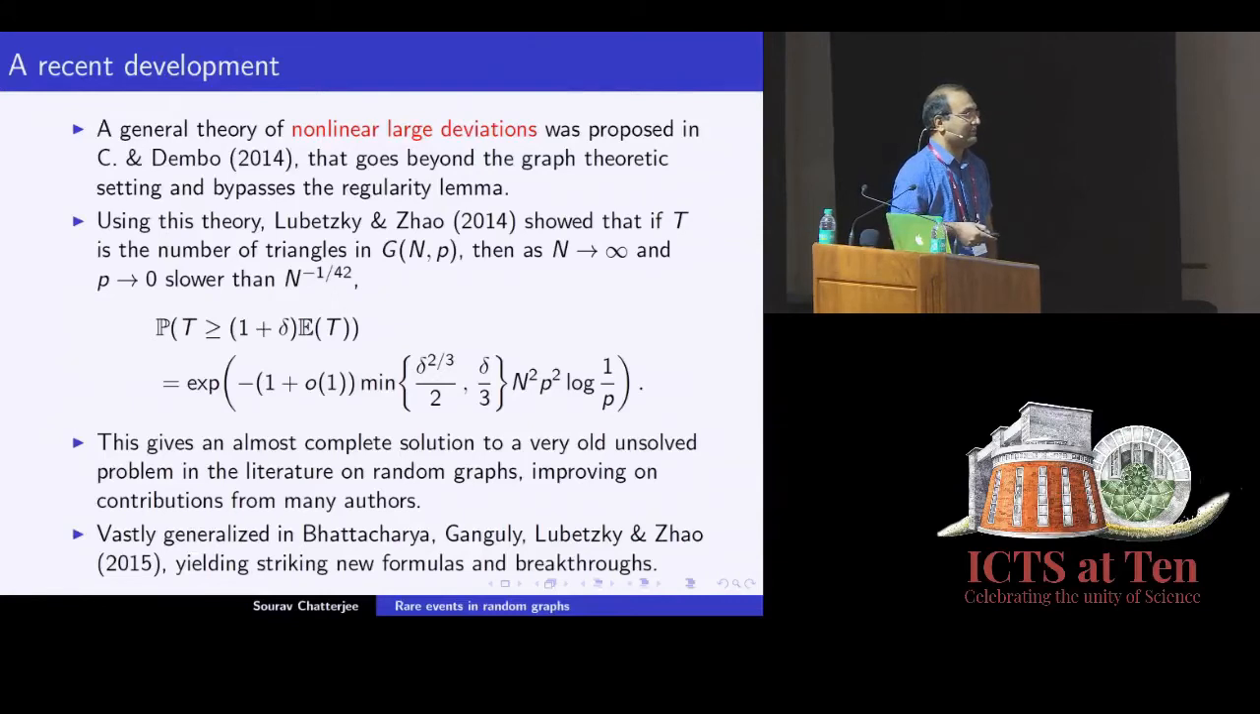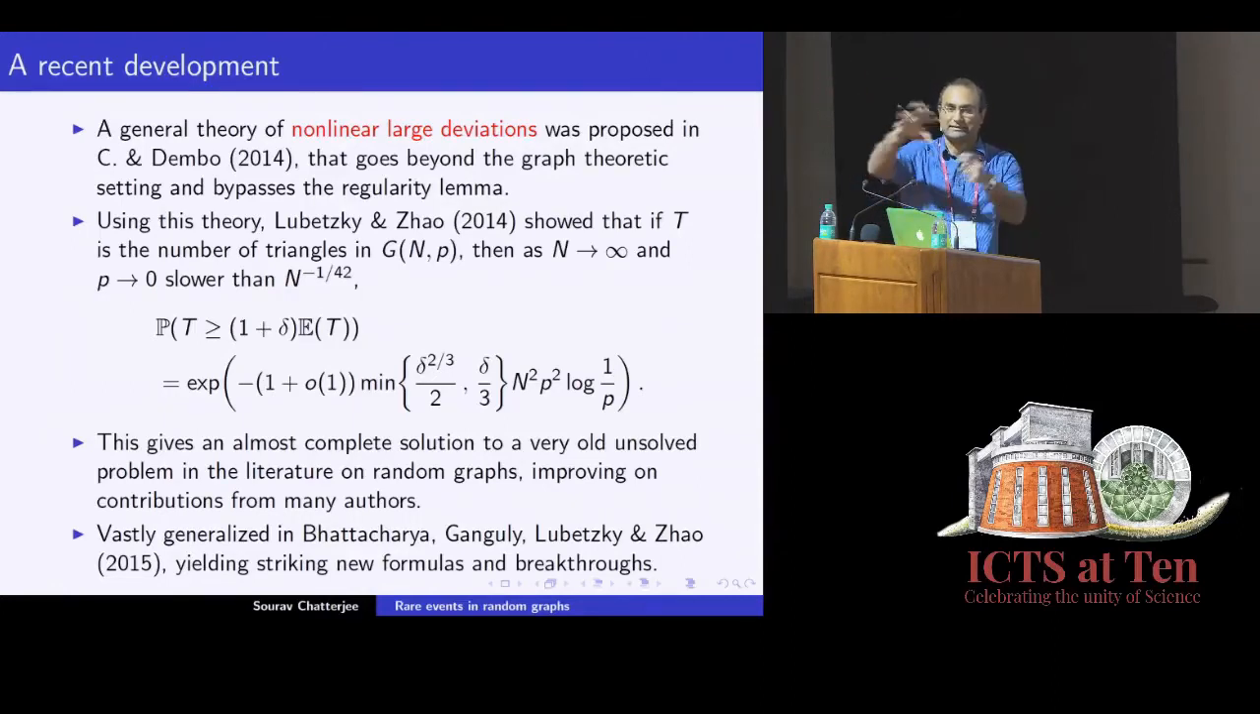And this has been generalized in a later paper to not only triangles but to other structures. So this is a nice simple formula, but if you consider other structures, you get more and more complicated formulas. For instance, if instead of triangle you consider a 4-cycle, you get something like square root of 1 plus square root of 1 plus delta, something like that. So solutions of equations.